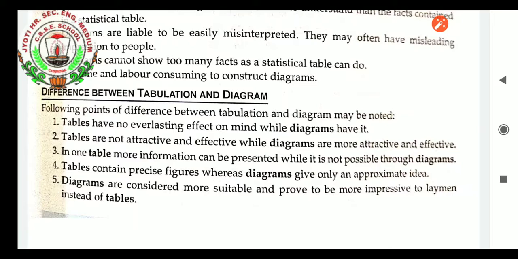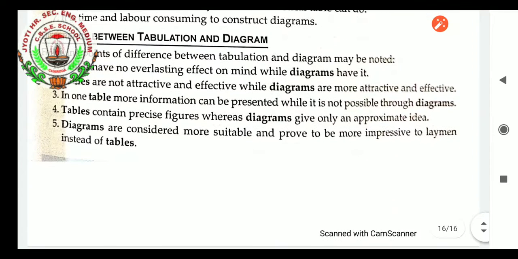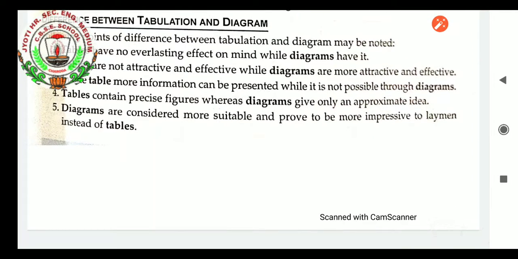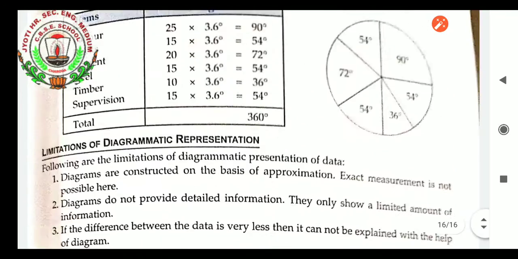Tables have no everlasting effect on the mind while diagrams have it. Tables are not attractive and effective while diagrams are more attractive and effective. In one table, more information can be presented while it is not possible through diagrams. Tables contain precise figures whereas diagrams give only an approximate idea. Diagrams are considered more suitable and prove to be more impressive to laymen than tables. Layman means a person who is not able to understand the theoretical part; that person can also understand the data through the graph. So that is the benefit of having the graph.